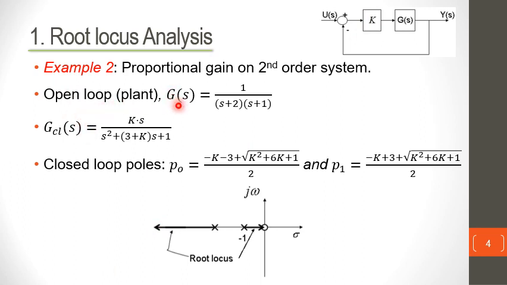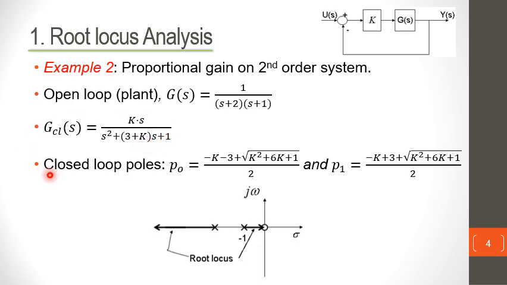So the open loop plant is of the second order, so it has two poles, and these poles are going to be located at s equal to -1 and s equal to -2. They are shown by the axis here. Now, if you calculate the closed loop transfer function, you will find it is k s divided by s squared plus (3 plus k) s plus 1.